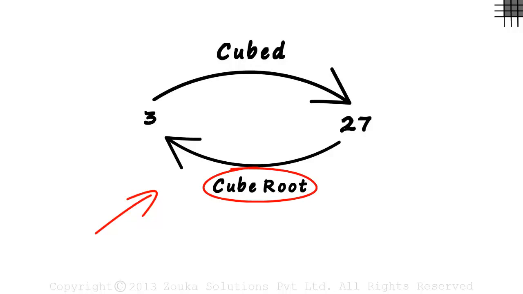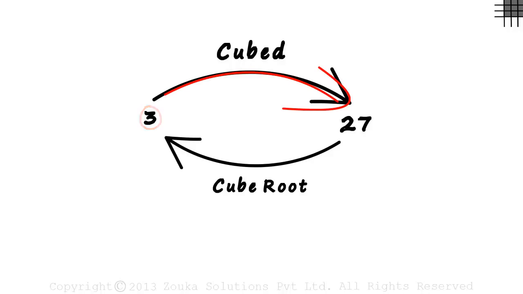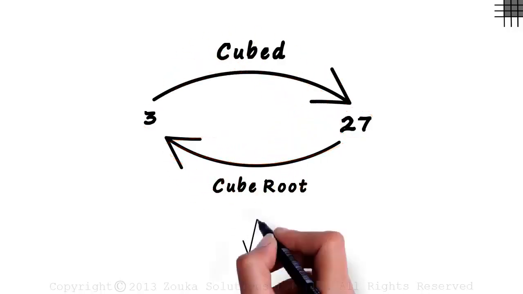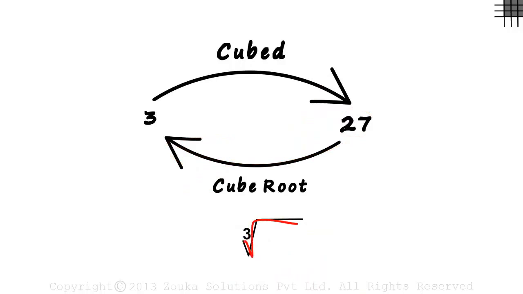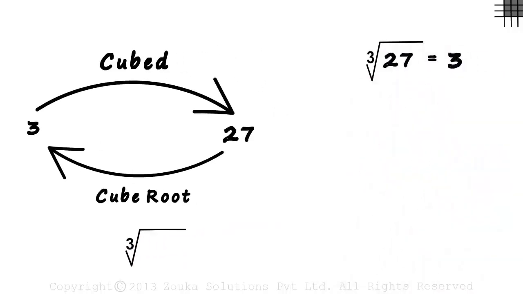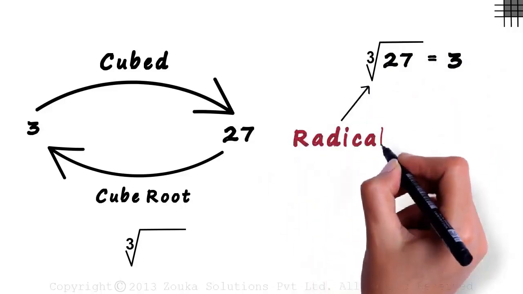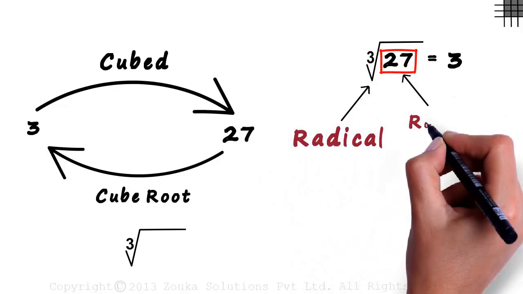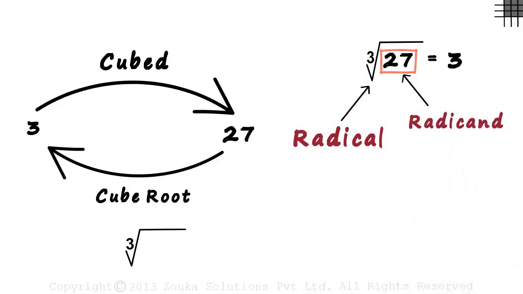The rest of the video will just focus on how cube roots are denoted and its application. So remember, 3 cubed is 27 and cube root of 27 is 3. Well, this is how the symbol of a cube root looks like. A root sign with a 3 here. So we can say that the cube root of 27 is 3. And as we saw in the square root video, this root sign is called the radical. And the number inside it is called the radicand or the base.